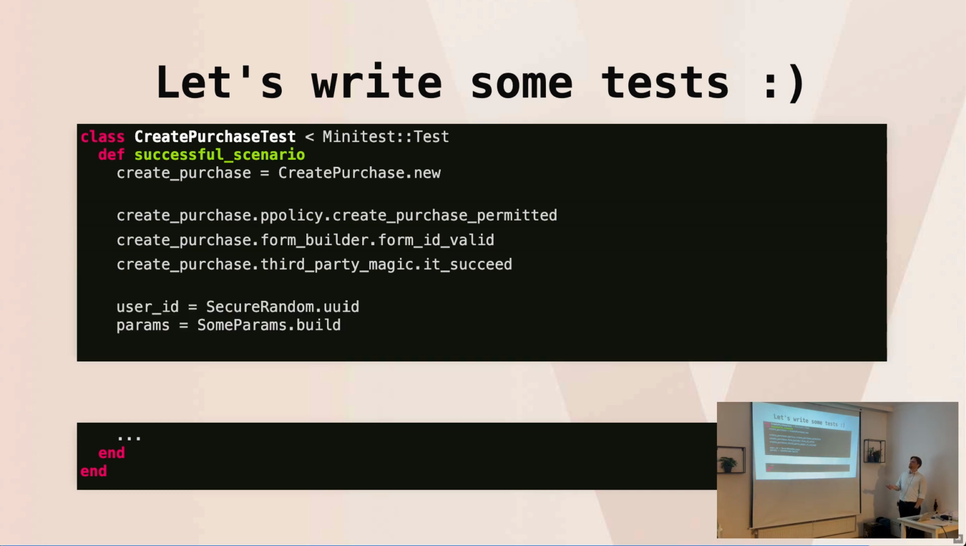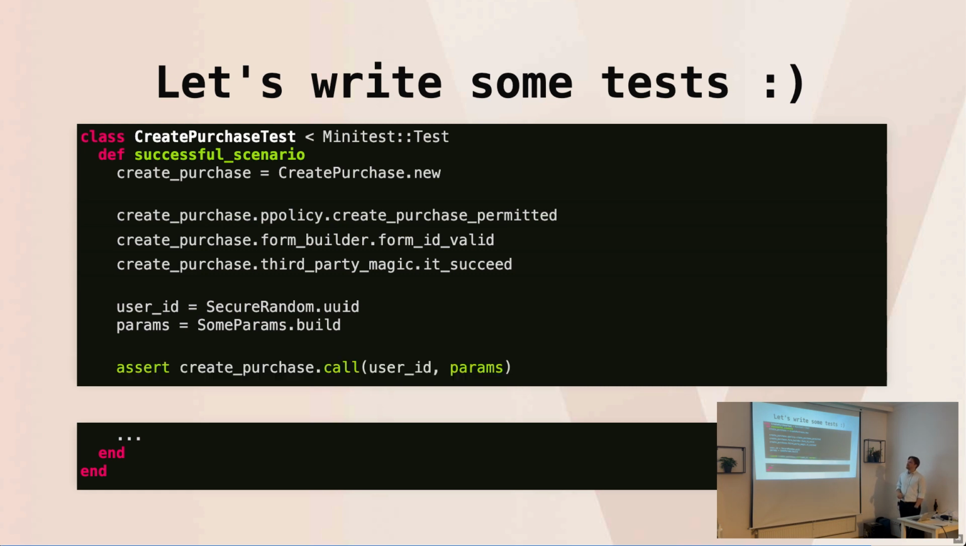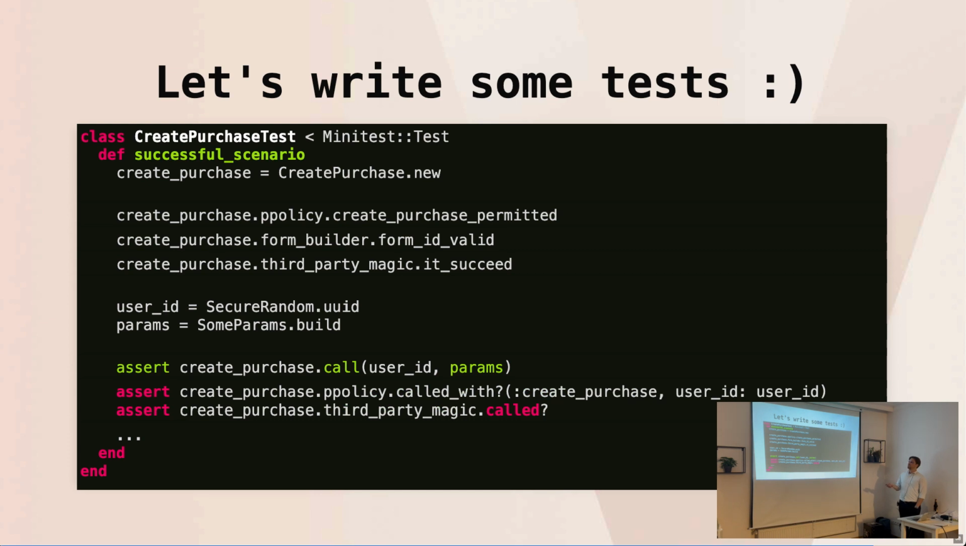We prepare some additional required data. Of course, we need a user ID, and we need some parameters because they are arguments of the call method in our create purchase. We call our service and expect that it will return true. Also, we can use our telemetry and check that policy was called, that the method create purchase was used inside, and that it received the arguments. So we have the ability to check what exactly happened inside our service. Also, we can check that our third-party magic was called.